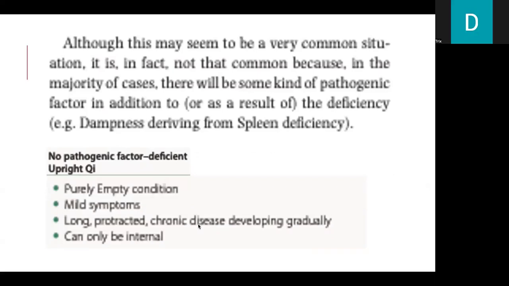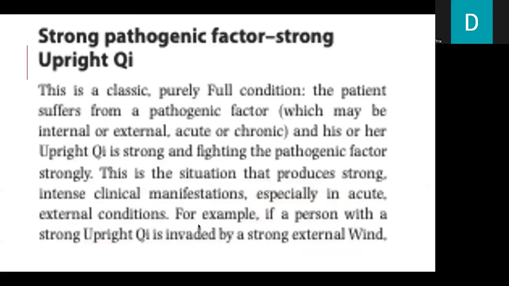No pathogenic factor, deficient upright Qi: purely empty condition, mild symptoms, long protracted chronic disease developing gradually, can only be internal. Strong pathogenic factor, strong upright Qi: this is a classic purely full condition. The patient suffers from a pathogenic factor, which may be internal or external, acute or chronic, and his or her upright Qi is strong and fighting the pathogenic factor strongly. This is the situation that produces strong, intense clinical manifestations, especially in acute external conditions.